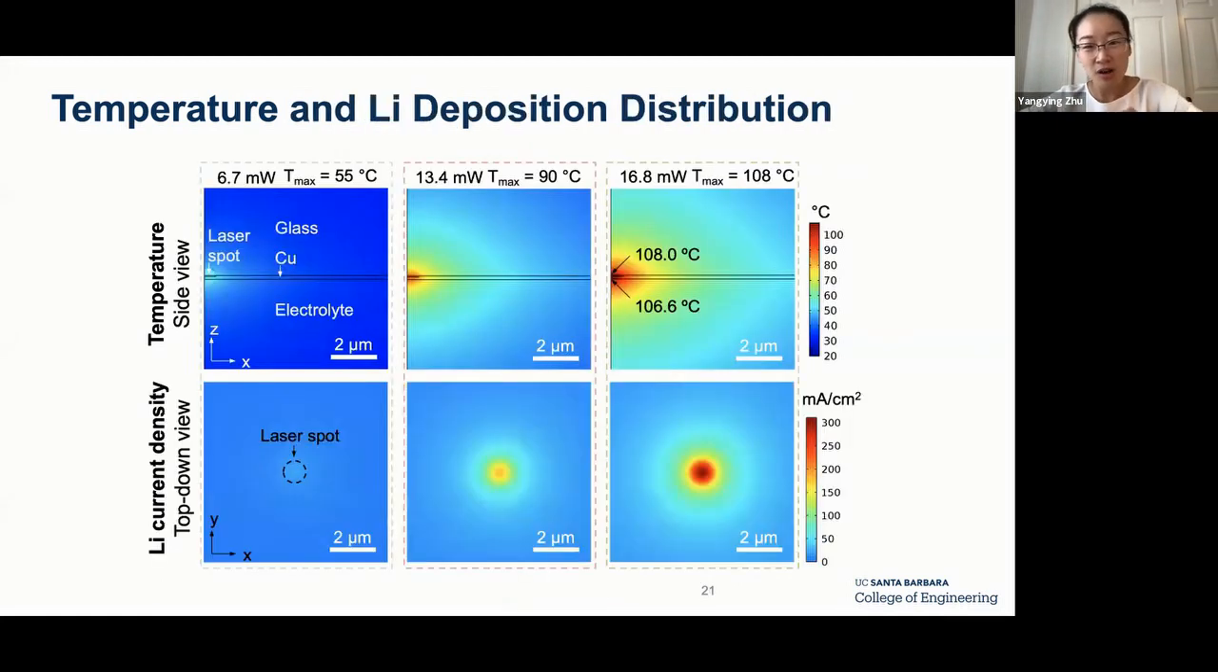And so again, we modeled the system. You can see that not only is it non-uniform, but you can see in the bottom three figures the lithium plating current density, how much lithium is being plated on the lithium electrode. You can see that by having a temperature hotspot of 100 degrees Celsius, you can induce 300 times more lithium plating, compared to the background, which is controlled at 1 milliamp per centimeter squared.